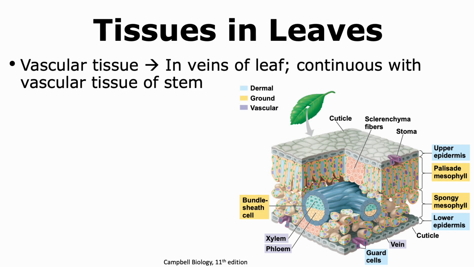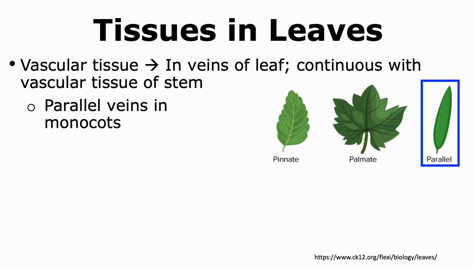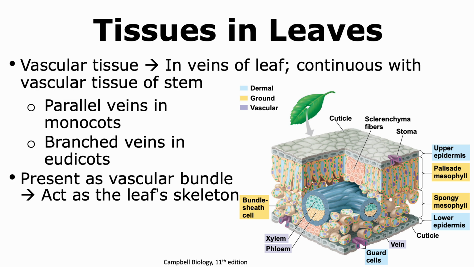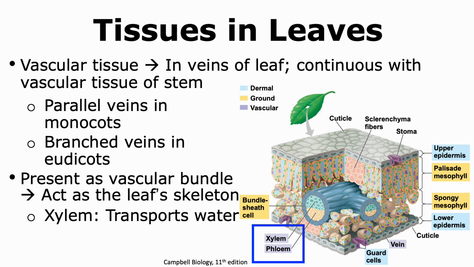In addition to dermal tissues, leaves also have vascular tissues, which are normally present in the veins of the leaf. The vascular tissues are continuous with the vascular tissues present in the stem. In the case of leaves, the veins can have different arrangements. In monocots, the veins can be parallel, while in eudicots, the veins can be branched. In leaves, the vascular tissues are present in the form of a vascular bundle. They also act as the leaf's skeleton, and the vascular bundle comprises xylem that transports water and phloem that transports sugars.